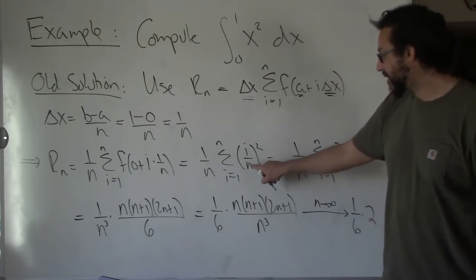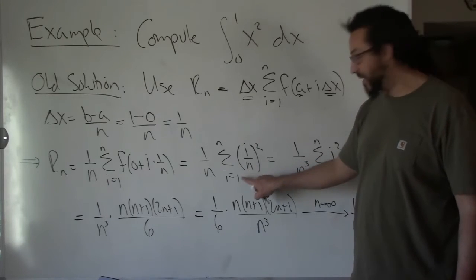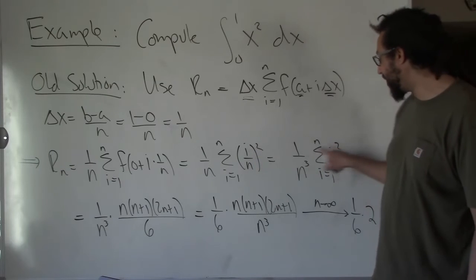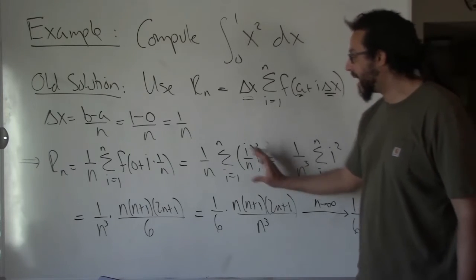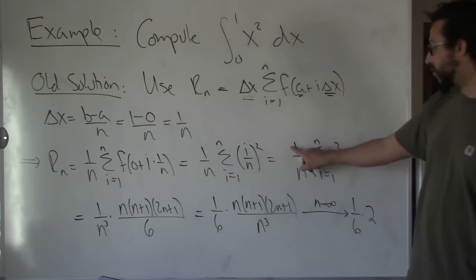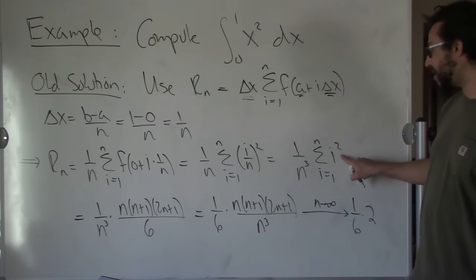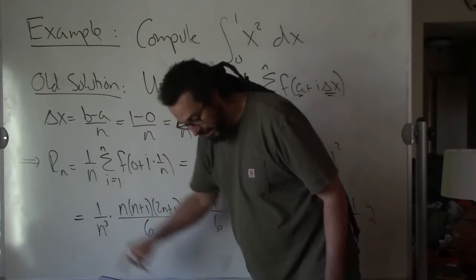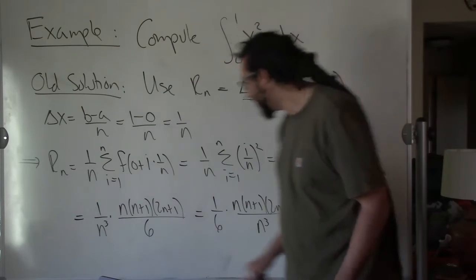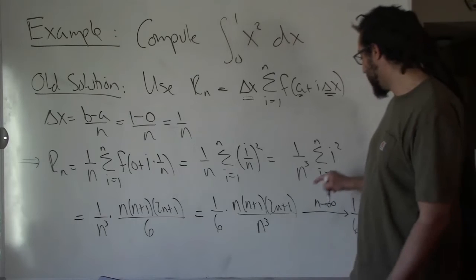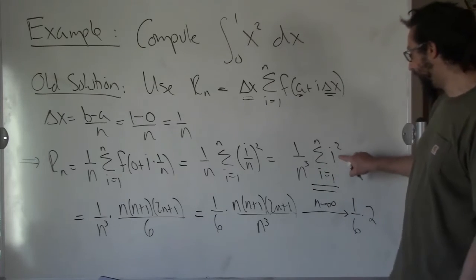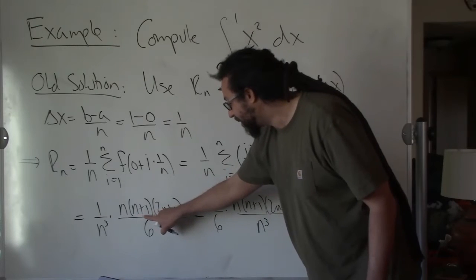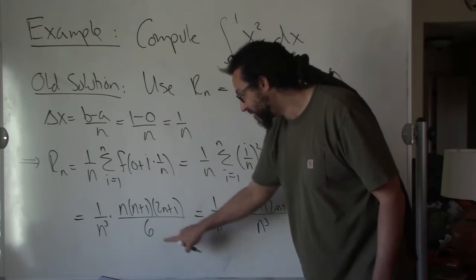And of course, n is a constant in this summation. It's i that's moving. And so there's really i squared over n squared, and I can write the n squared out front. So I get 1 over n cubed, the sum of i squared. So remember, the goal is to write Rn all as a function of n and get rid of all of the i's. So we've got a formula for the sum of the first n squares. That's n times n plus 1 times 2n plus 1 over 6.